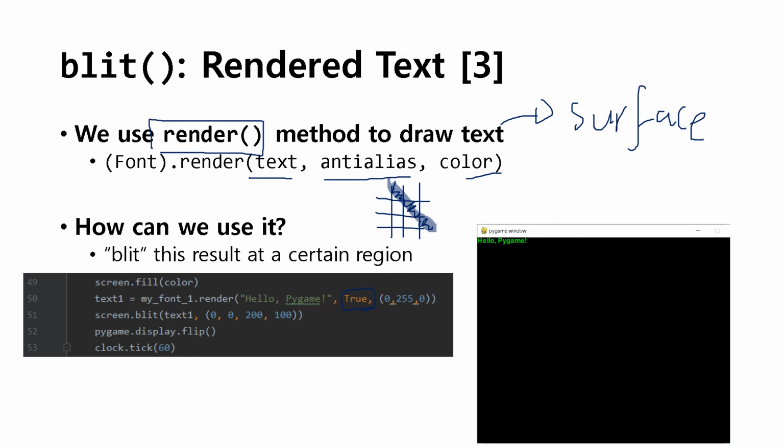The rendered text is a surface type, like an image, as I said. So we can blit this onto our main surface, the screen. To the screen, we blit the text surface to this location, right? Then we can see the following result.